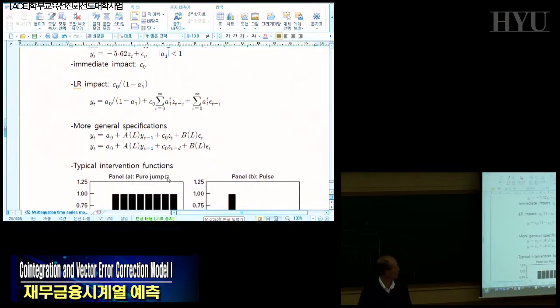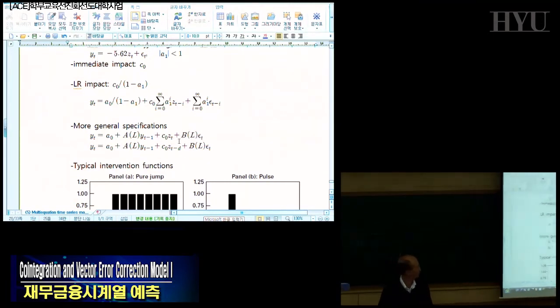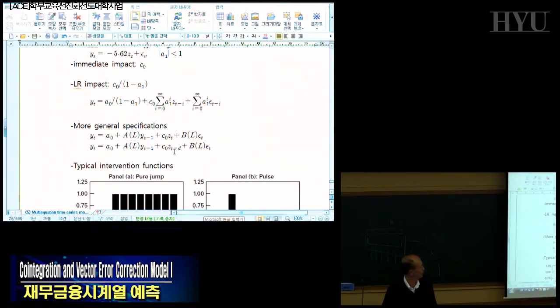In a more general specification, this was the previous specification, but you could have more lags of Y and also moving average terms. Or it could be the variable lagged by D number of periods. It depends upon your specification.